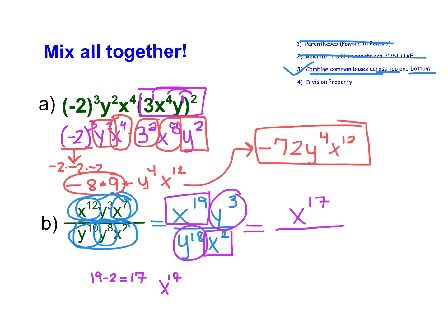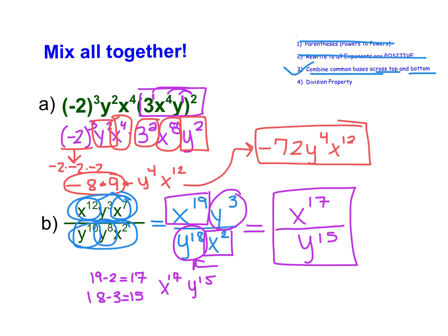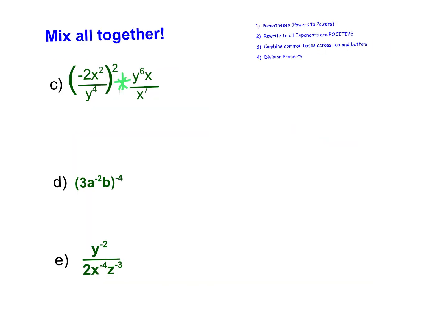So I have y to the power of 3 and y to the power of 18. So 18 minus 3 leaves me with 15. So I have y to the power of 15, and because I had more y's in my denominator, that y to the power of 15 is left in my denominator. So here we have a more simplified version of our original expression. So let's take a look at a couple more examples.